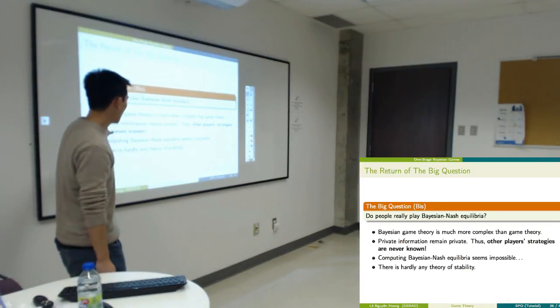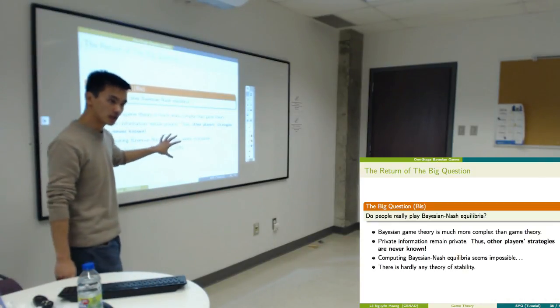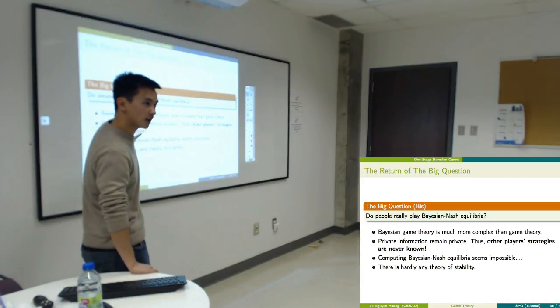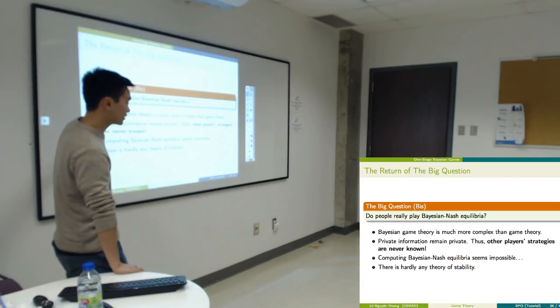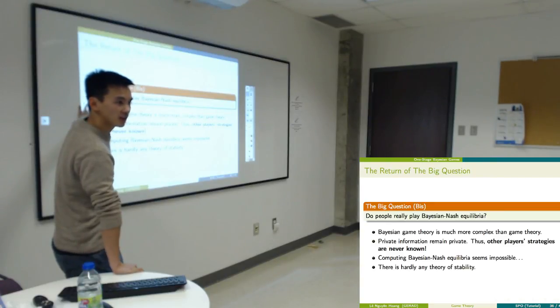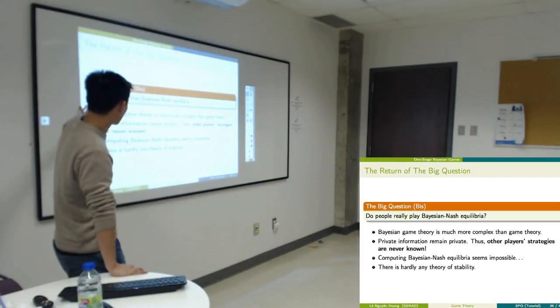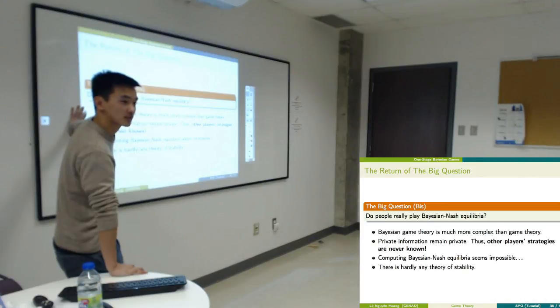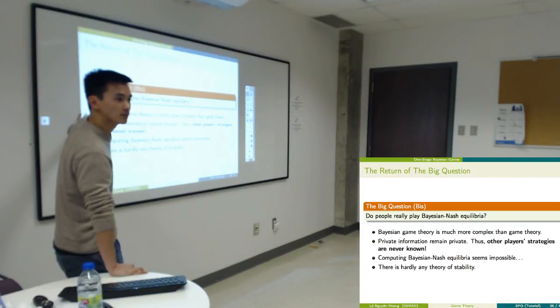So I think I'm going to end this first hour with this slide, because this slide is, I think, the punchline of this talk. If I were not a Bayesian game theorist, and I wanted to criticize Bayesian game theory, I would just put this slide and wait for an answer. I would say, what you guys are doing is pointless, because Bayesian Nash equilibrium makes no sense. They're not computable, and they're based on public information, which is actually private.